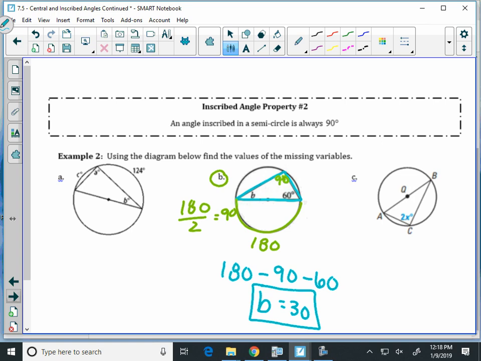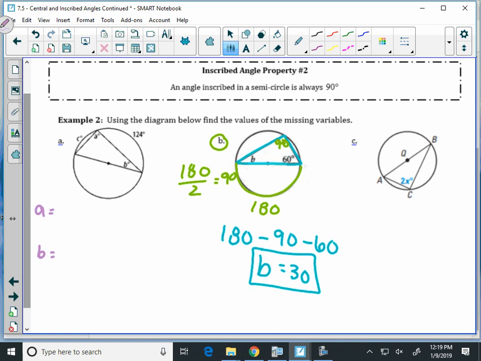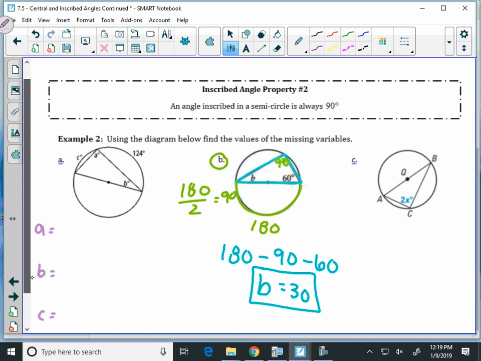Questions over that? If we take a look at A, now we're going to jump to A. Similar thing, but a few more trickier steps. We want to find the missing variables. So we want to find A, we want to find B, and we want to find C.